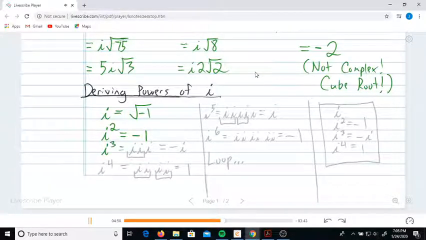i cubed, by definition, is i times i times i. But we know every pair of i's is just negative 1, so that's negative 1 times i, which is negative i. And we can do i to the 4, so that's i times i times i times i. So we can pair those off. So that's negative 1 times negative 1, which is positive 1.